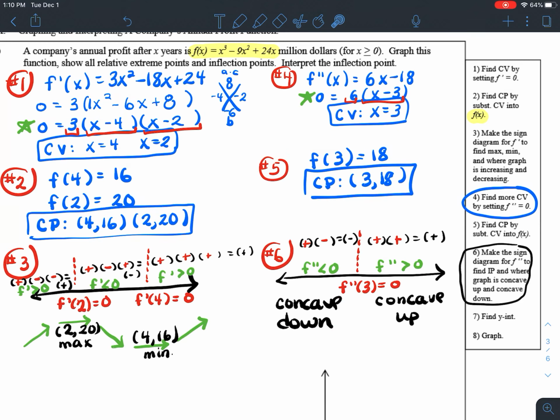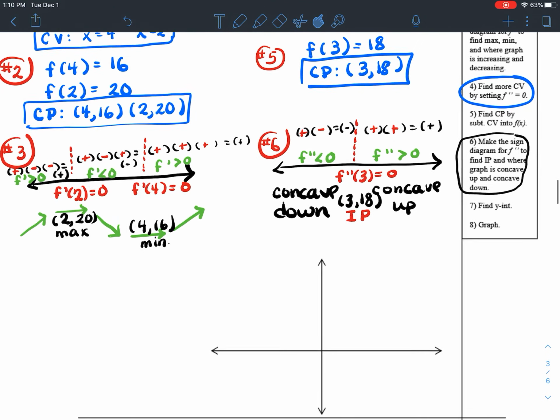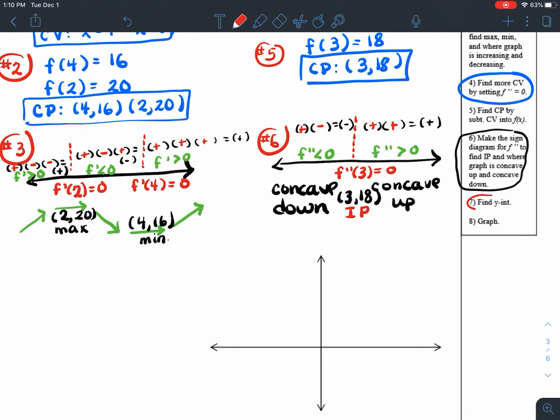Okay, now you're not drawing a flat line in between here, but you are looking if the concavity switched from down to up or from up to down, it means this point that's in between here, the point 3, 18 is an inflection point. So I want you to label the point 3, 18 there, and I want you to label that IP as an inflection point. Okay?